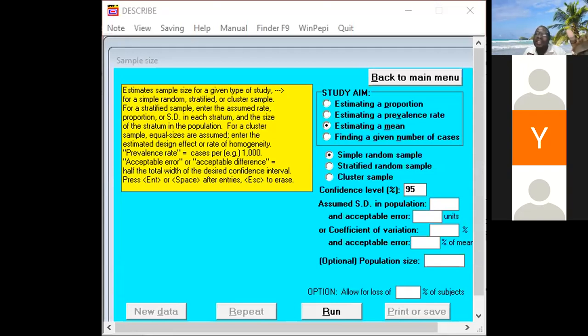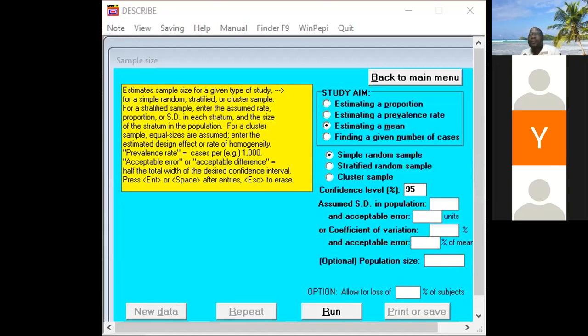The Z beta, which corresponds with power, 1 minus beta, is not in the other, because in the other you are not looking at a difference between two things. You are just trying to estimate. That's why there's no power criterion there. But because there are two groups, you have P1, prevalence 1, and P2, prevalence 2. We are looking at two prevalences.